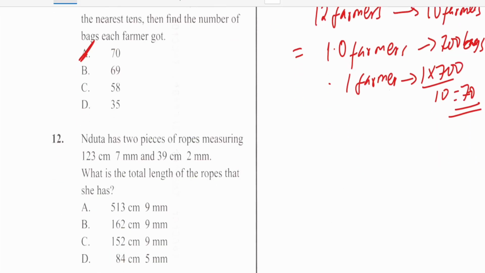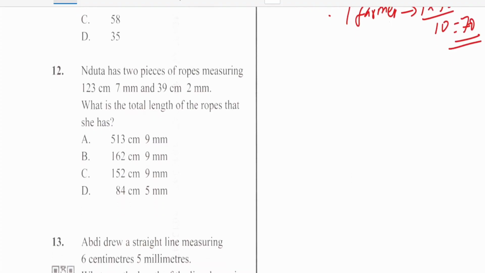Now let's go to question 12. Duta has two pieces of ropes measuring 123 centimeters 7 millimeters, and 39 centimeters and 2 millimeters. What's the total length of the ropes that she has?